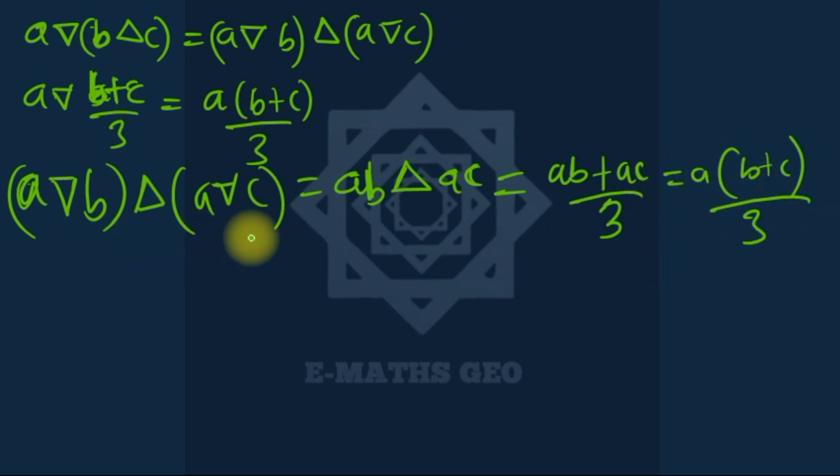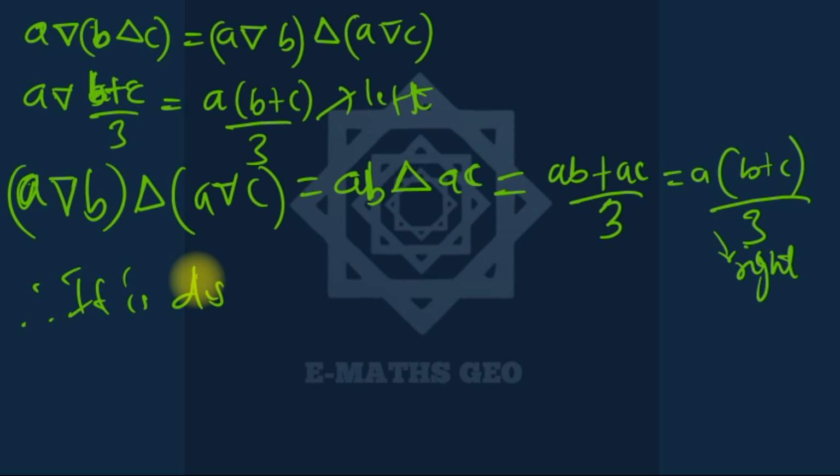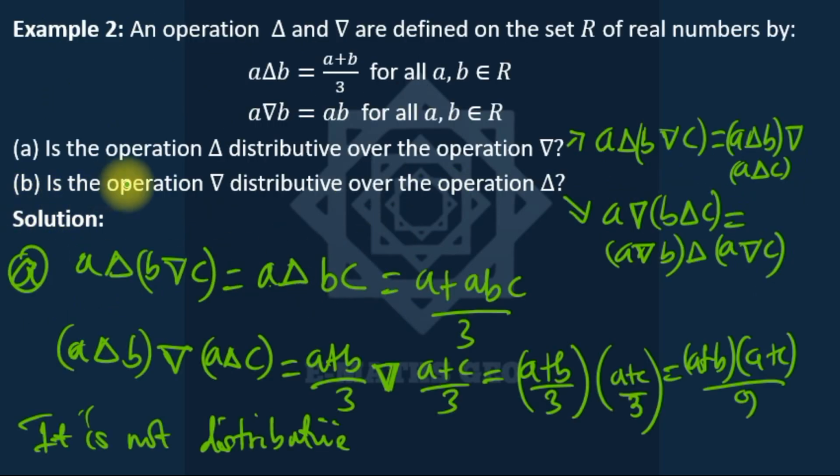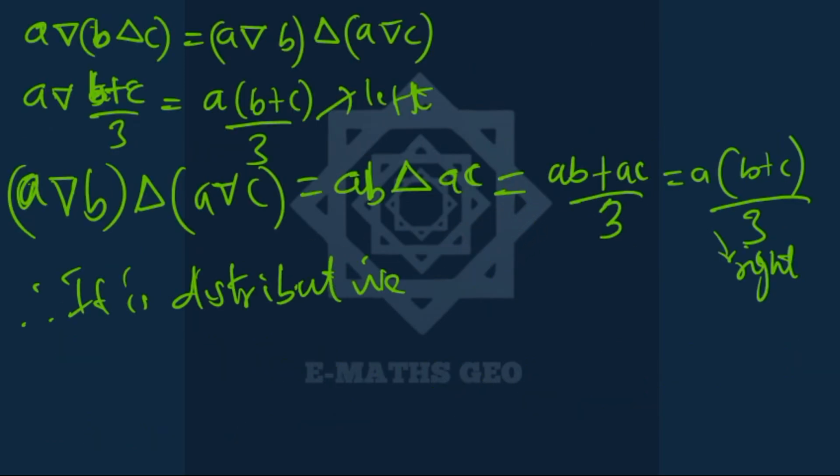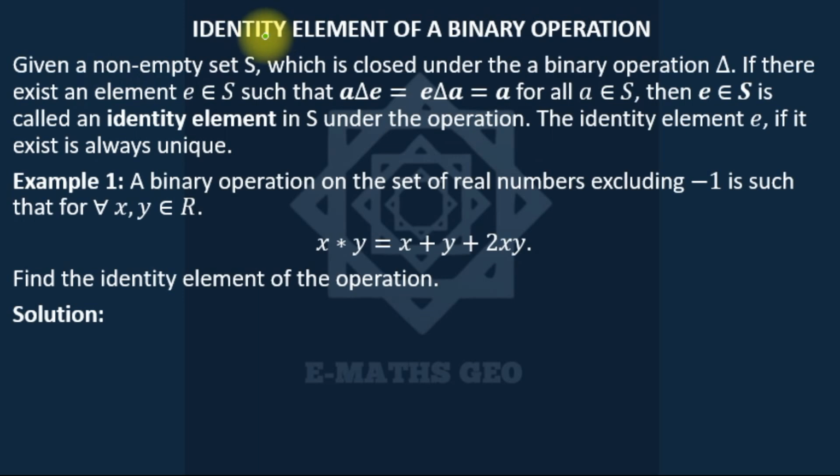So what do you notice? The left hand side gives us that, while this is the right hand side. So what do you have to say? Therefore it is distributive. Therefore the operation upside down triangle is distributive over operation triangle. Why is operation triangle not distributive over operation upside down triangle? So that's it.